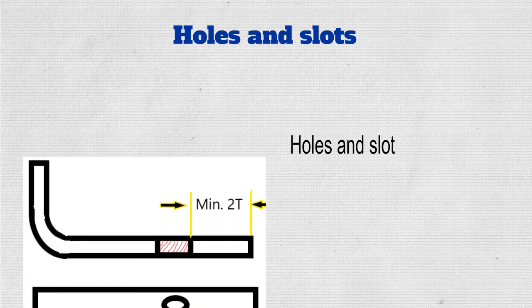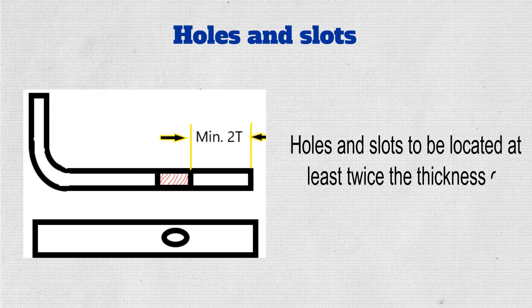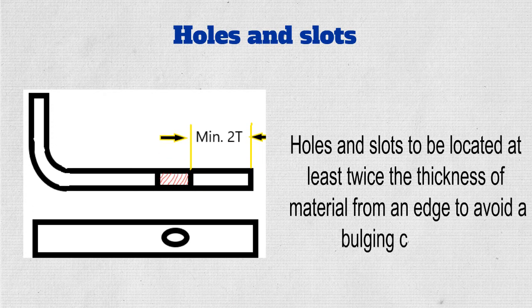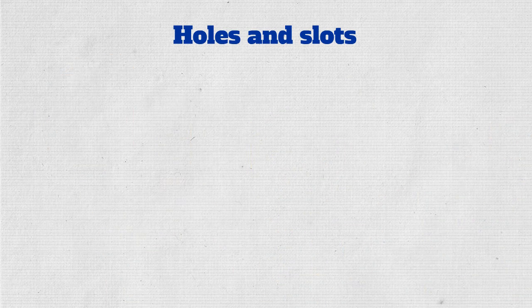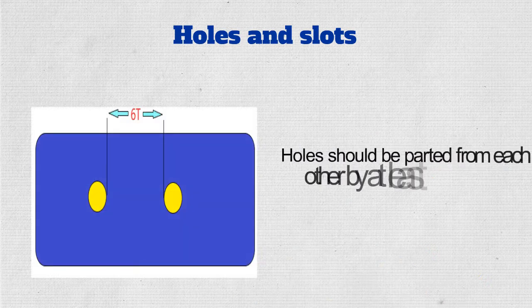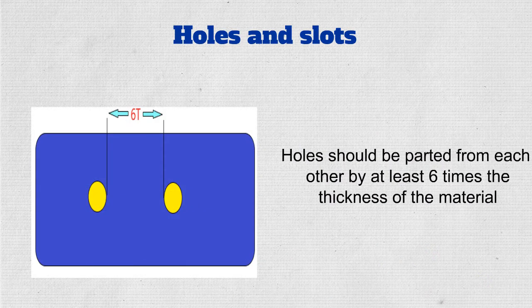Holes and slots should be located at least twice the thickness of material from an edge to avoid a bulging condition. And holes should be spaced from each other by at least 6 times the thickness of the material.